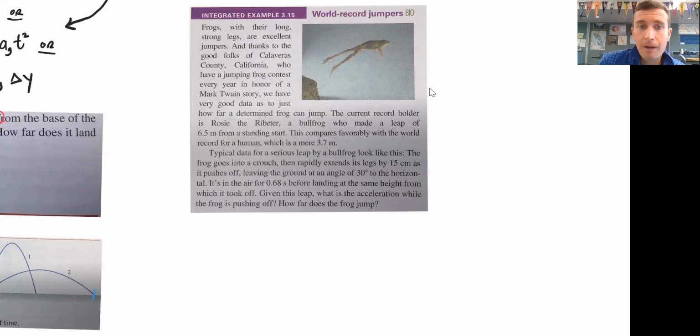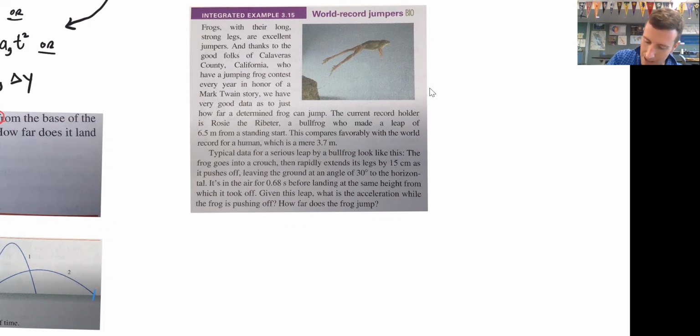A bullfrog who made a leap of 6.5 meters from a standing start. This compares favorably with the world record for a human, which is a mere 3.7 meters. So frogs are much better at jumping a long distance from a standing start. Typical data for a serious leap by a bullfrog looks like this. Okay, so this is the actual part that we care about.